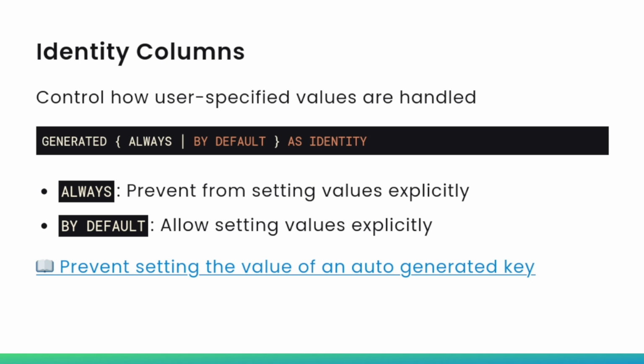Also, if your current sequence is, let's say, at 10, and someone goes on and inserts a row with ID 11, the sequence is not aware of the fact that someone just provided the value 11, okay? So the next time someone would try to create a transaction, the next value of the sequence will be 11, and we will get a unique constraint violation. So usually you want to prevent users from explicitly providing values for identity columns.